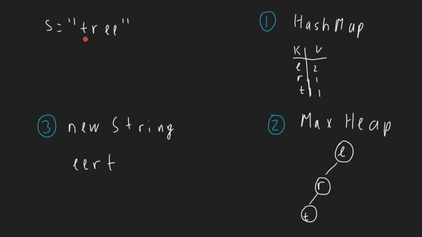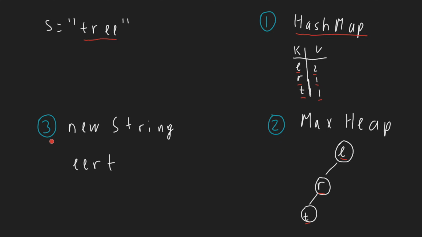Okay, let's take this example and work on it. Let's say we have "tree". Our first step is going over our string and creating a hash map, counting the frequency of each character. E is repeated twice, R is repeated once, and T is repeated once. The next step is adding our characters to a max heap based on the frequency of the character. So we are going to have E, R, and T in the max heap.